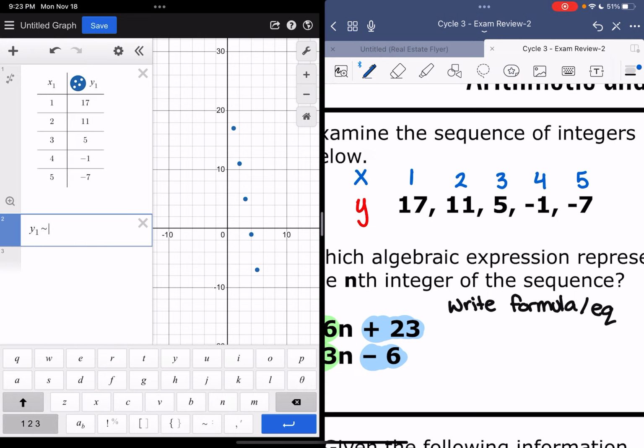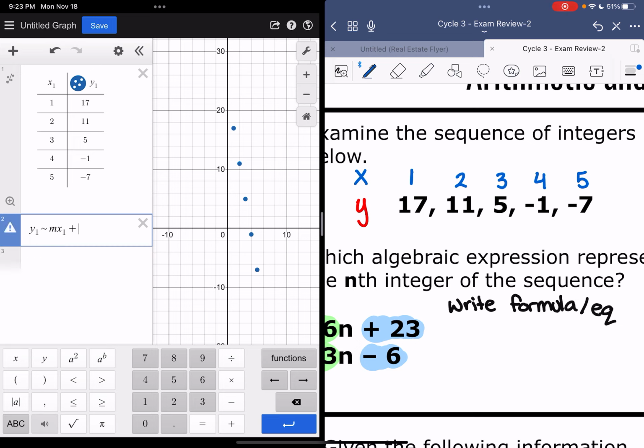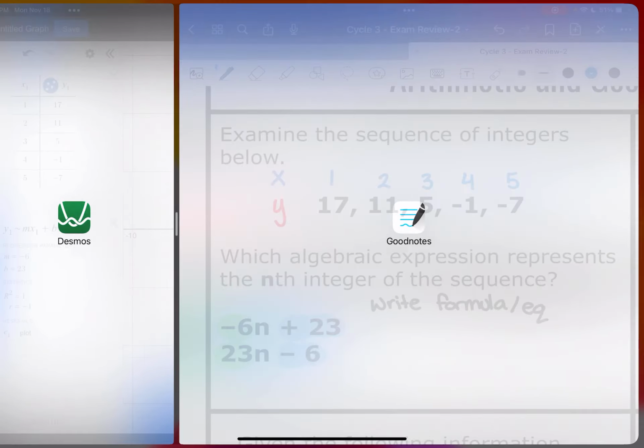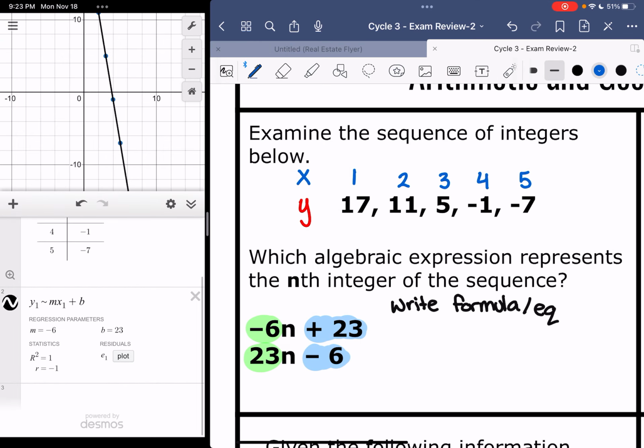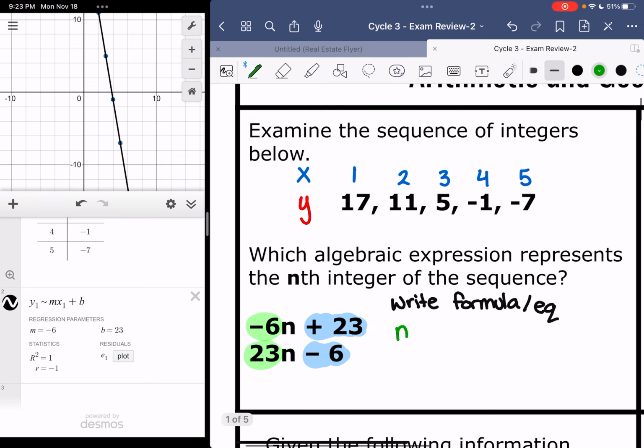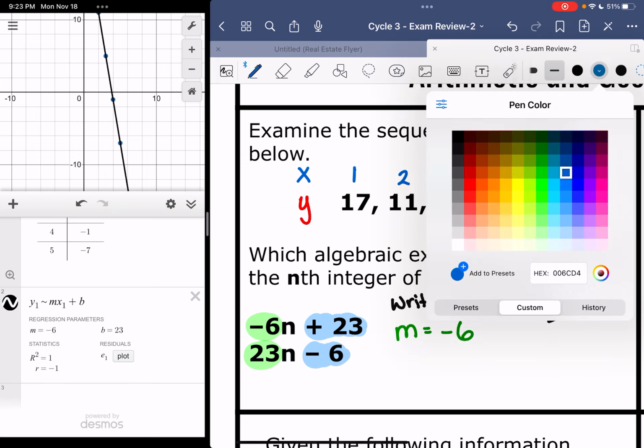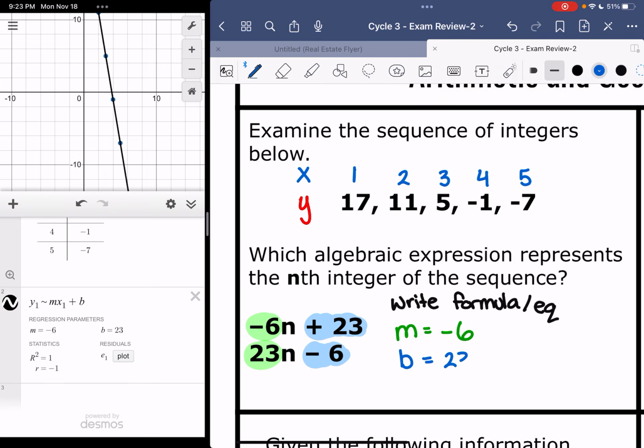From there, we can get Desmos to write an equation for us. Y1 is approximately mx1 plus b. And just like that, Desmos will write an equation. Looking right there, it says that m is -6, and that b is 23. So using those 2 things to write an equation, I have y equals m times n, the term number, plus my y-intercept. And just like that, that looks exactly like answer choice A, so that is what I'm going to pick.